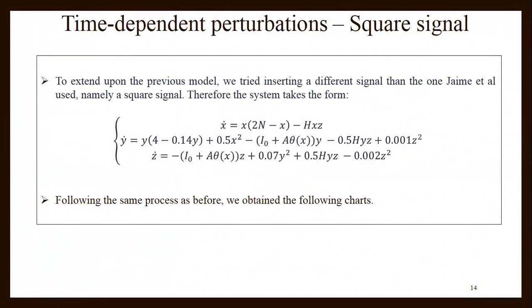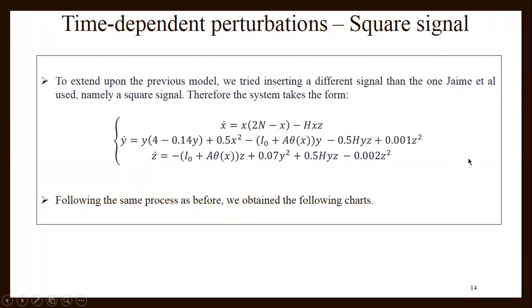All right. So now let's try substituting the sinusoidal signal with a square one to see what changes. So to extend upon the previous model, we tried inserting a different signal than the one Jaime et al. used, namely a square signal. So the system will take the form right here below. As you can see, in this place there was a sine squared. Now it's a Heaviside theta function in order to simulate the square signal.